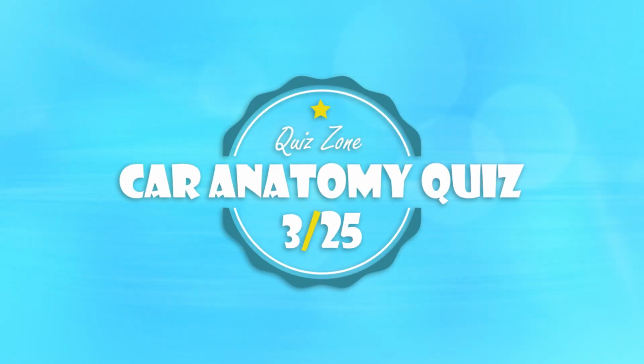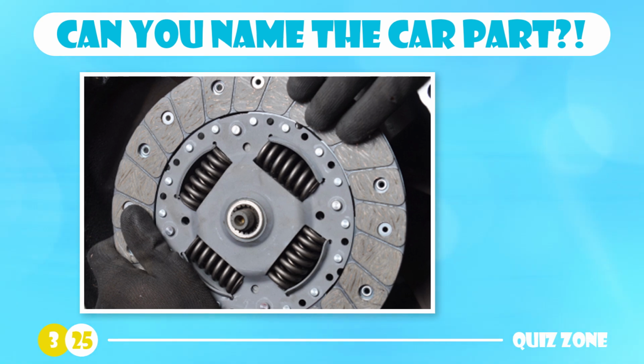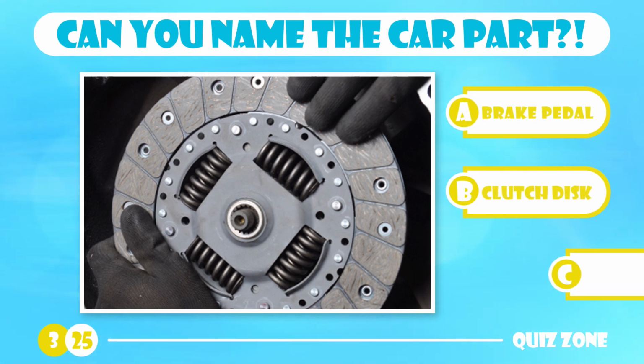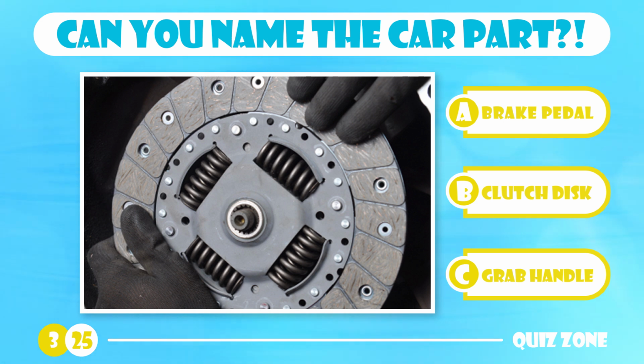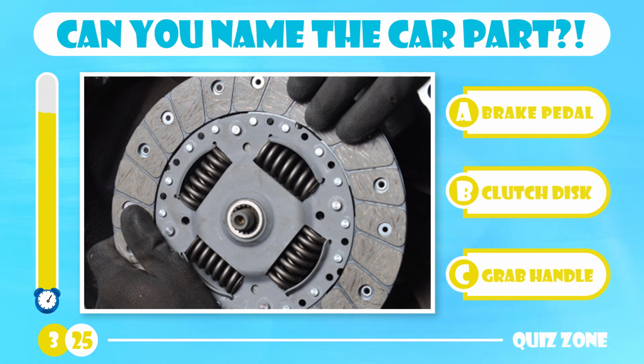On to the next one. Can you guess what car parts this is? Is it the brake pedal, clutch disc, or grab handle? Simply put, a clutch is a connection between a vehicle's engine and its wheels. It transfers the power generated by the engine through the transmission to the wheels to make your car move forward. It also detaches the engine from transmission when stopping.